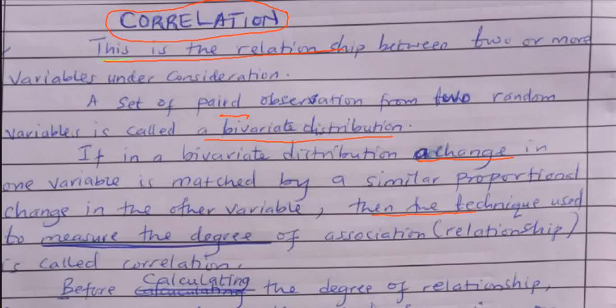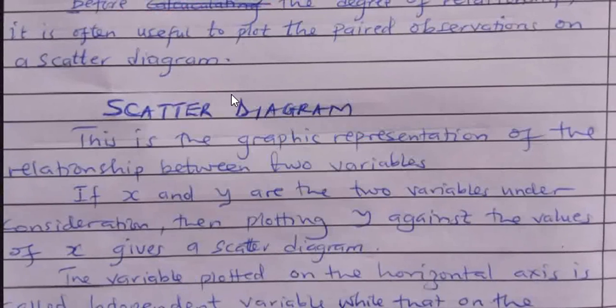The technique used to measure the degree of association or relationship is what we are calling the correlation. So correlation is simply the relationship between two or more variables.